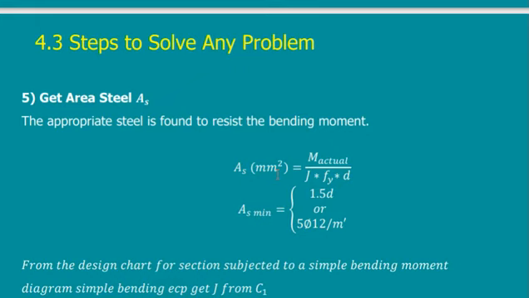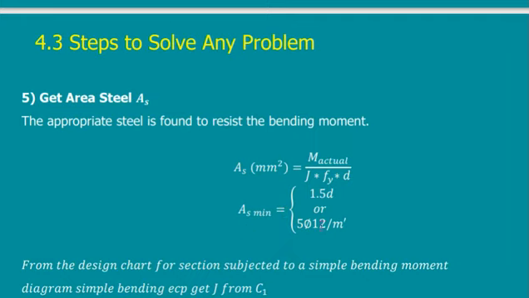This is another thing from your concrete design of sections. You know that there is something called minimum steel. For any concrete section, if I put steel and I want this steel to be working, it has to be a percentage of the area of the section. There is a minimum value for the steel. So this is the equation for the minimum steel.